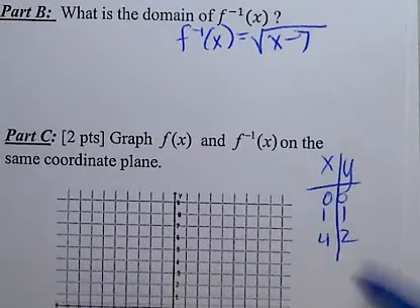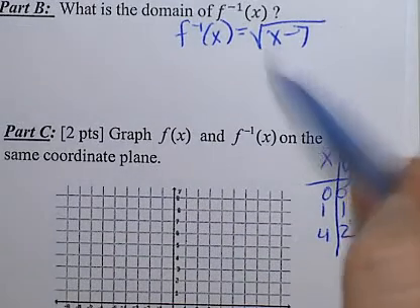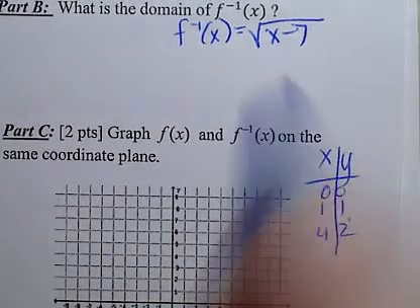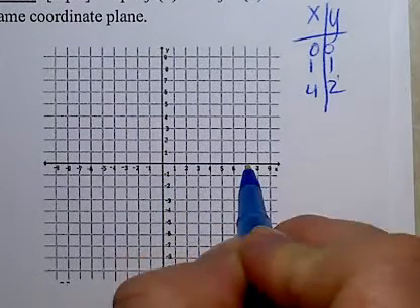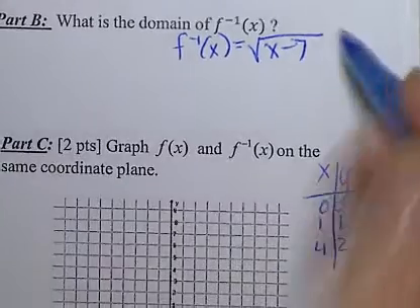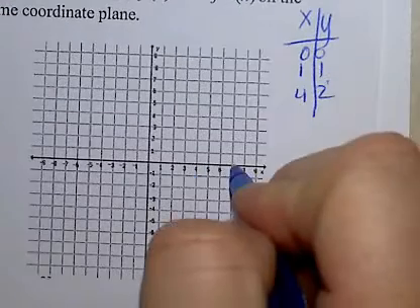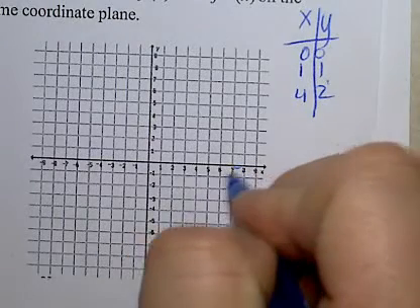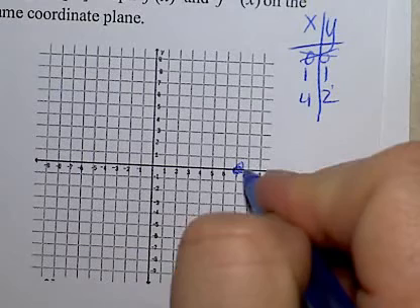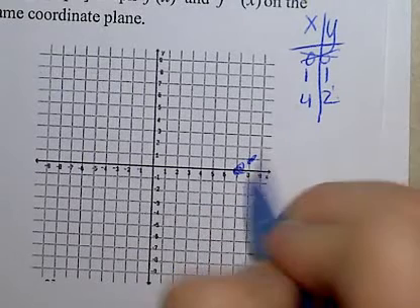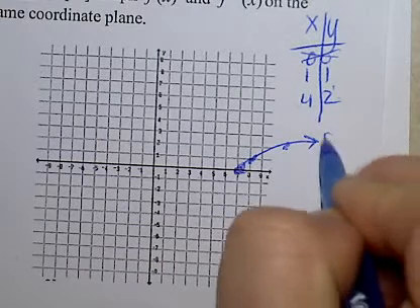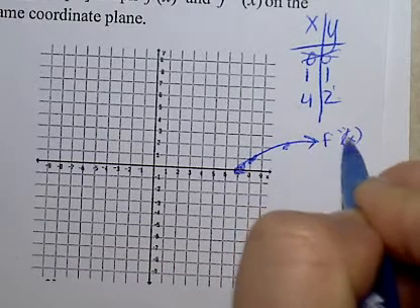Now, before I graph that, which way are you going to shift this? To the right 7. So I'm going to go to the right 7. I'm not going up or down. There's no vertical shift to this. So just go to the right 7. Okay, that's your new 0, 0. Then you're going to go over 1, up 1, and over 4, up 2. This is the inverse of f.